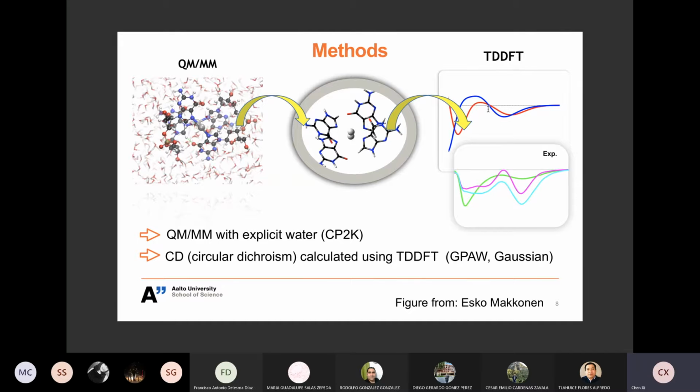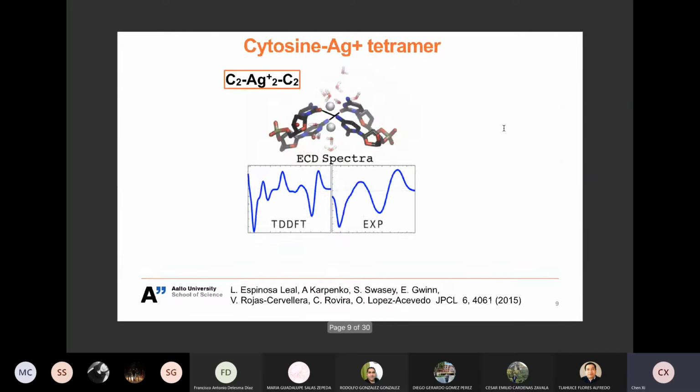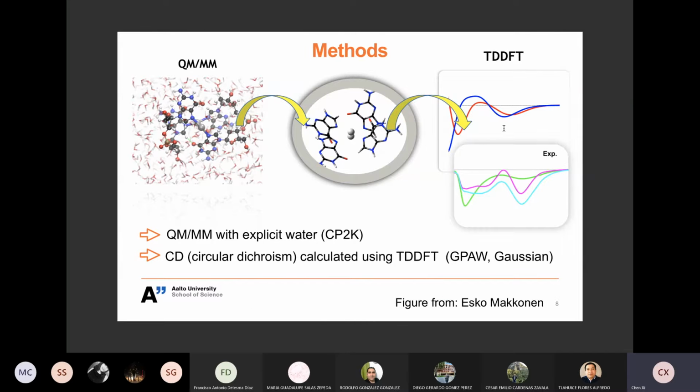Normally, what we calculate and compare with experiment is this CD spectra. The CD spectra is the difference of the absorption of the left-handed and right-handed light. Why do we calculate the CD? Because it's more sensitive than the optical absorption spectra, and it can show the small detail change of the structures.